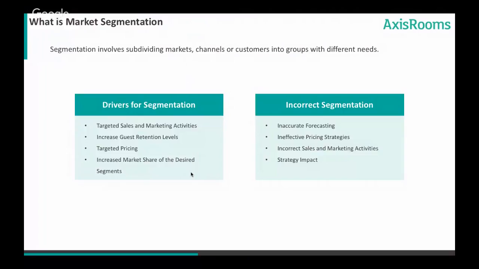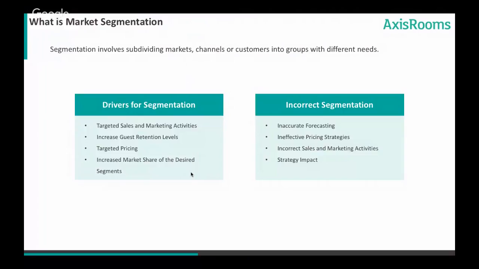Now, obviously, there's a flip side to segmentation, and bad segmentation can lead to bad decisions. So having segmentation that is not working for you can lead to inaccurate forecasting, so not knowing who's coming through your hotel doors. Ineffective pricing strategies. Basically, it means you're going to be selling either too high or too low compared to what that business mix within that segment can actually take in.